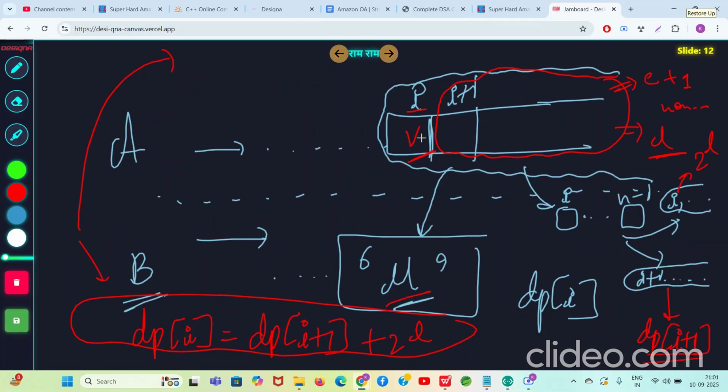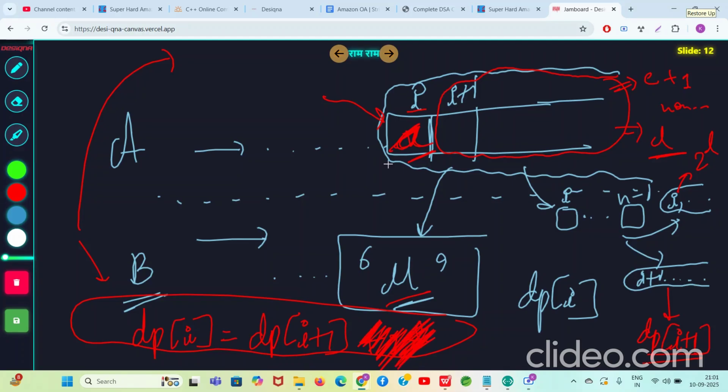Let's say instead of V, it was A. Then what would you do? There are only two types of subsequences possible, right? One is from I plus 1 till the end, and another is where you are forcefully including A. All the subsequences where you are forcefully including A can never be bigger than you. So you just need to remove this second part.